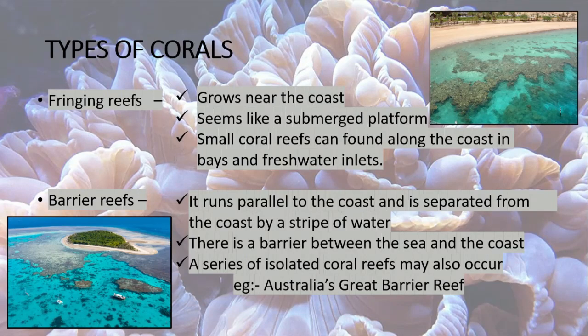Then barrier reefs. They run parallel to the coast and are separated from the coast by a strip of water. There is a barrier between the sea and the coast. A series of isolated coral reefs may also occur. For example, Australia's Great Barrier Reef.